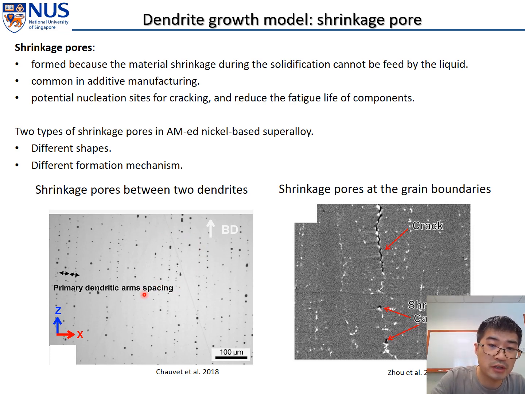One is shrinkage pores between dendrites. Another is shrinkage pores at the grain boundaries. So they have different shapes, and essentially they have different formation mechanisms. But previously, people just used one physical mechanism to explain these two types of pores, which may not be accurate.